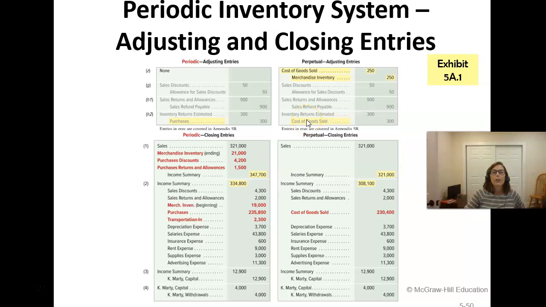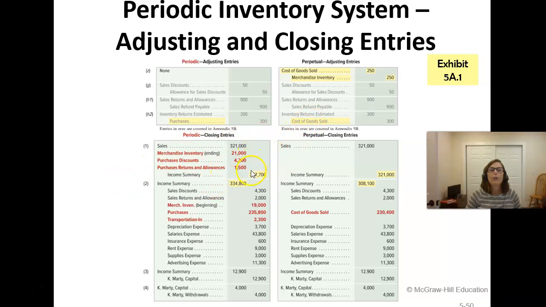Now when we go to make our adjusting entries, however, under the periodic system we do need to make an adjustment because now we need to go out and figure out, okay, what's left in the warehouse? What did we start with? What did we buy? Okay, the difference between those numbers must be what we sold. So we're going to need to make some adjusting entries to account for those.